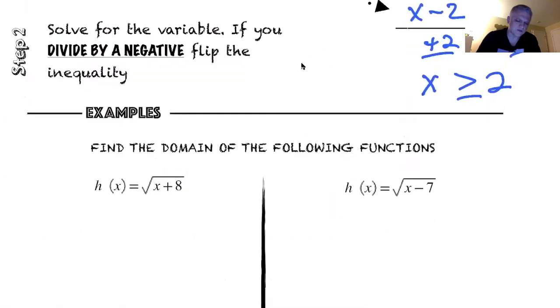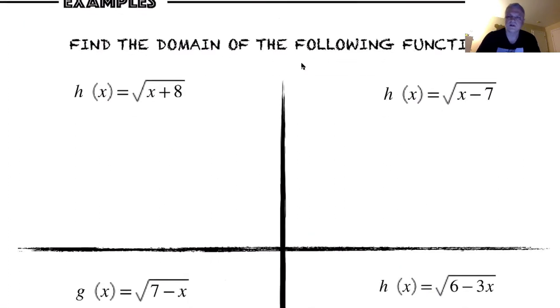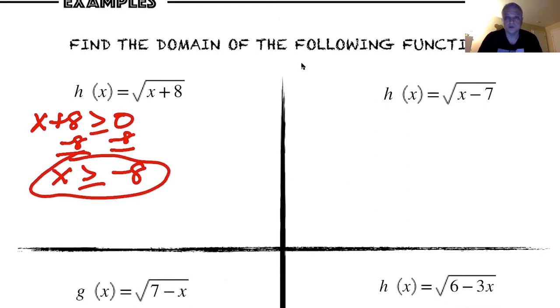All right, here are some examples for us. Let's fly right through these. Hopefully you find this pretty comfortable and easy. What is the domain of the square root of x plus 8? We take the radicand and say it's got to be greater than or equal to 0. That's step 1. Step 2, solve. We subtract 8 from both sides, so x has to be greater than or equal to negative 8 to give us real number solutions.